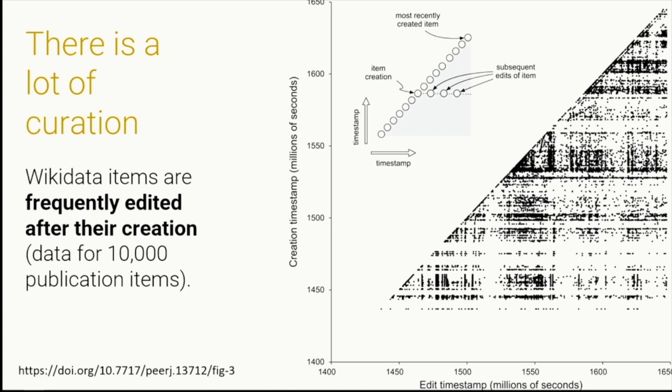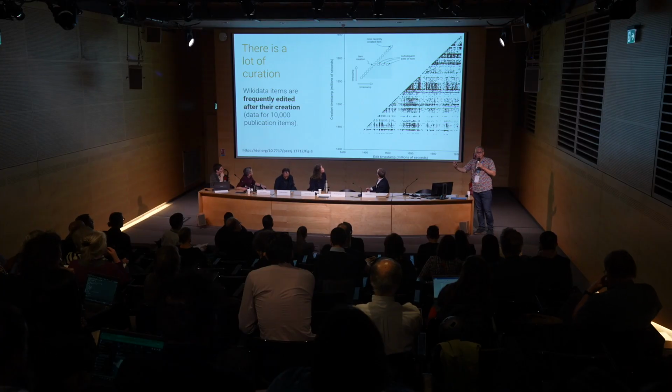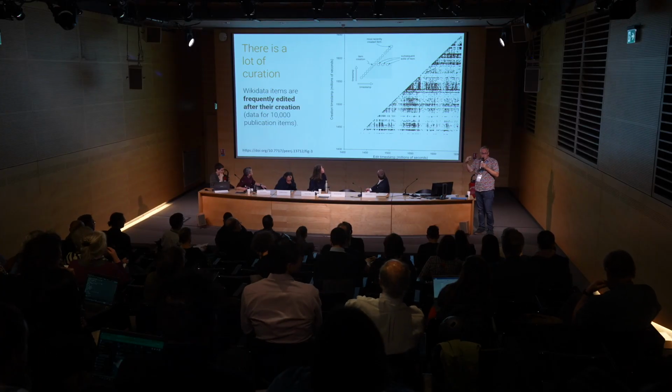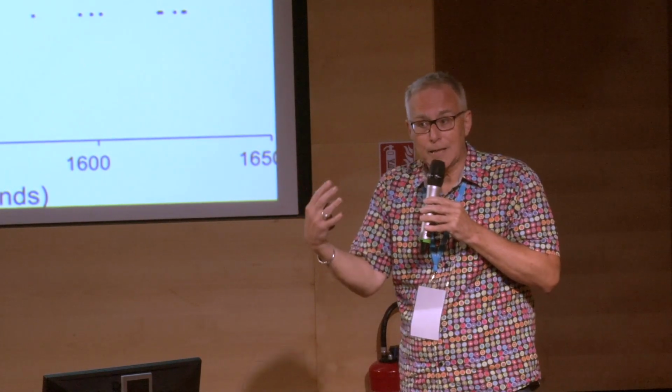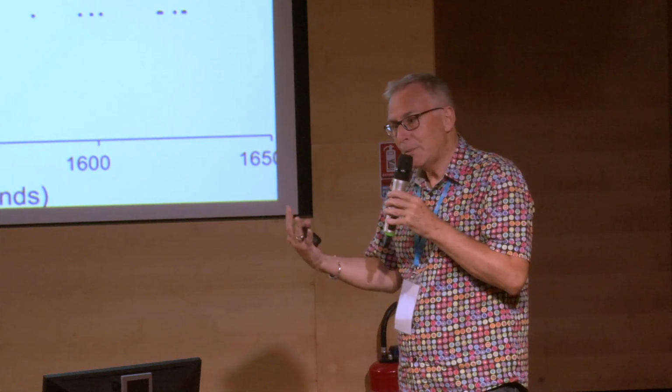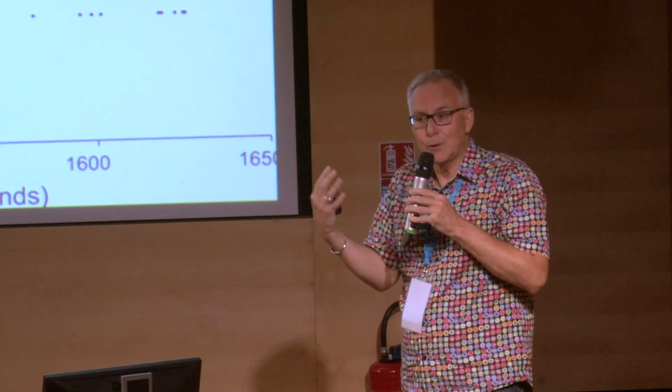So what you're seeing here is this kind of diagram. Everything along that diagonal there is the original creation of an item in Wikidata. These are all publications. And what you can see is this diagonal here is just full of things. So these are people coming along and editing. Maybe they're linking a publication to an author. Maybe they're adding an additional identifier. Maybe they're adding a tag in a different language. There's a huge community of people actively contributing and editing your data.